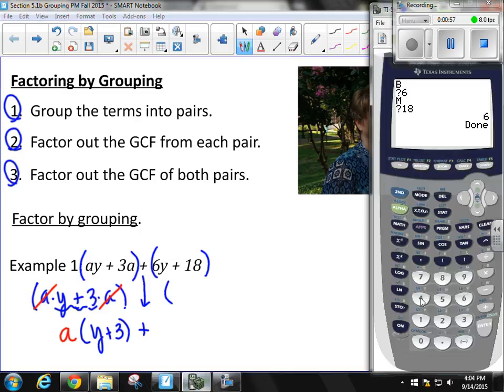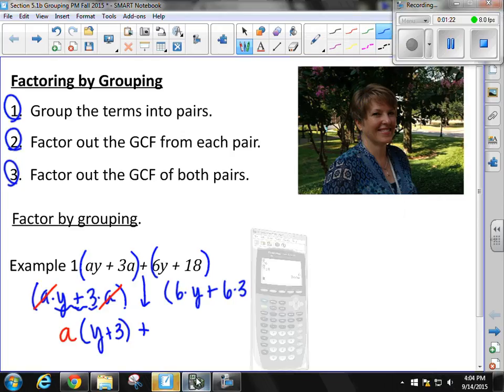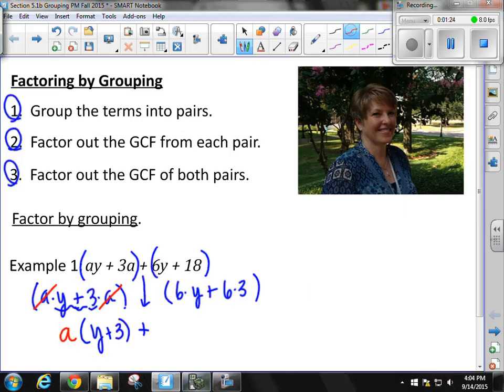If you don't know how to factor the common factors, go to your program. Program number 3 is greatest common factor. Hit enter and then type in your 2 numbers. In this case 6, enter, 18, enter. And my common factor is 6. So I have 6 times y plus 18 is 6 times 3. My common factor here is 6.